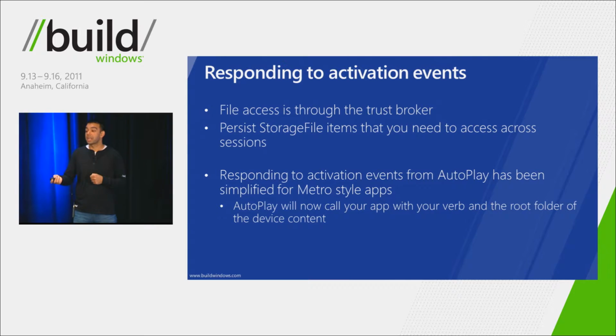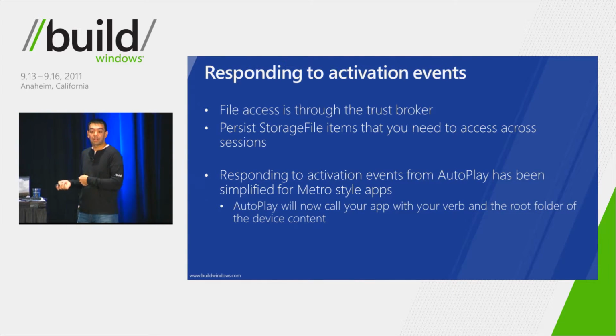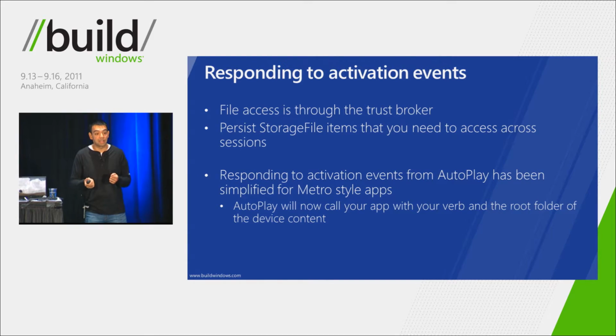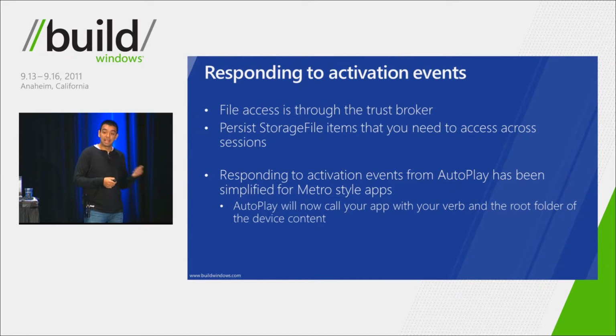And so when your application is invoked, you're going to be passed the storage item for the file the user has actually invoked you for. Using that storage item, that's how you get access to that file. And that's what you should be using going forward in your Metro-style applications, not the file paths that you may have been using in the past. The main reason for that is even though you get access to that content in that instance through the file path, the path access may not be available to you in the future because of the overall security model.